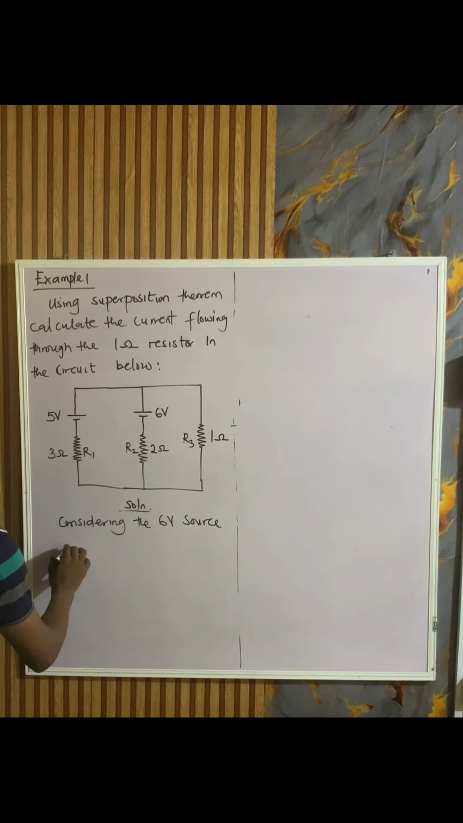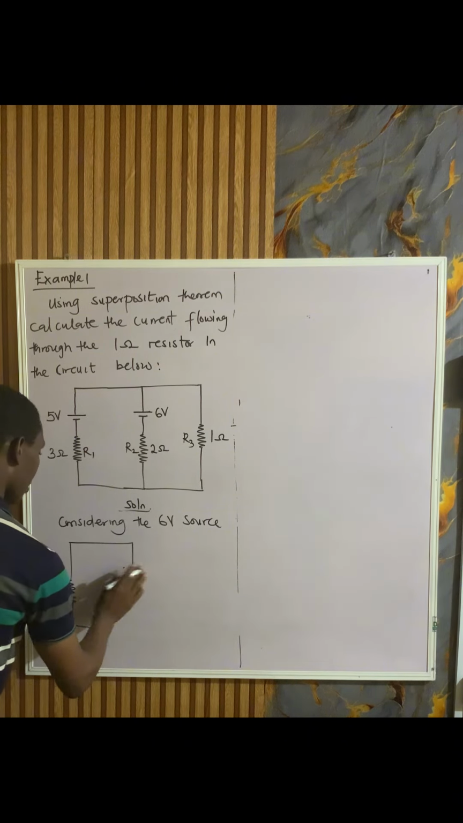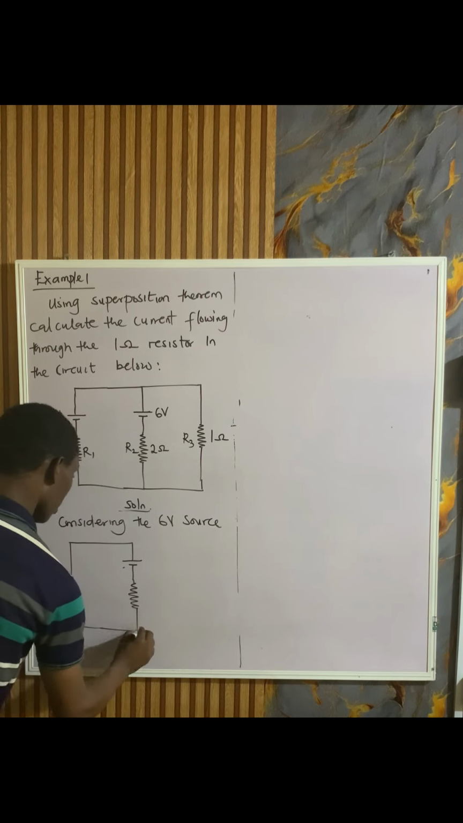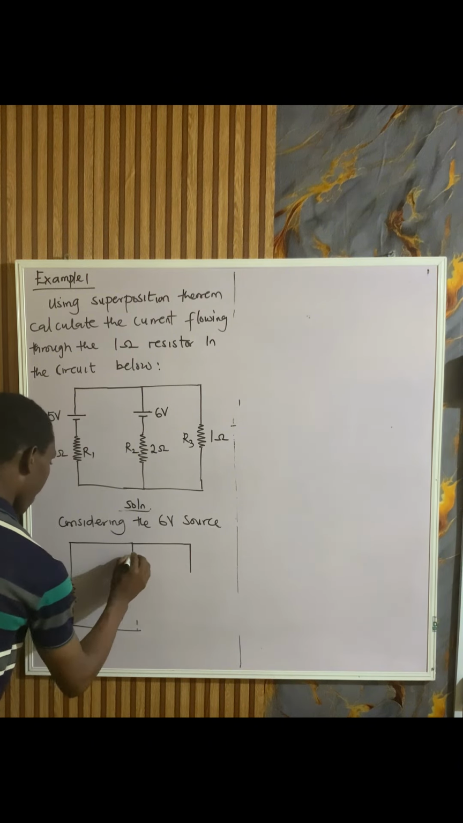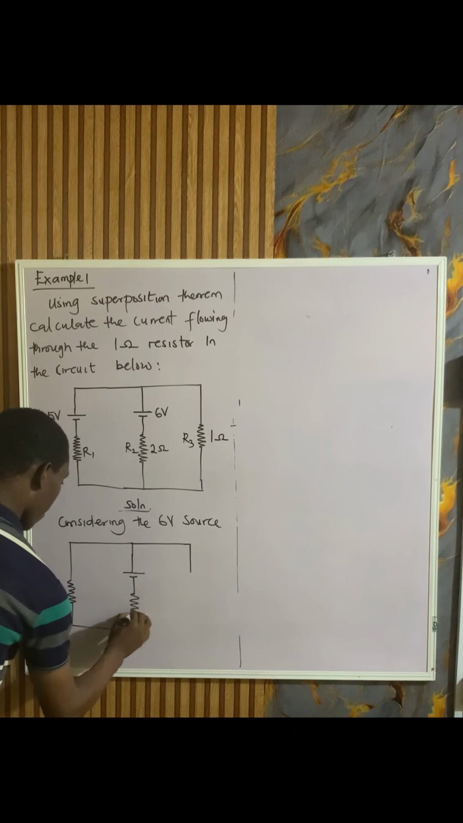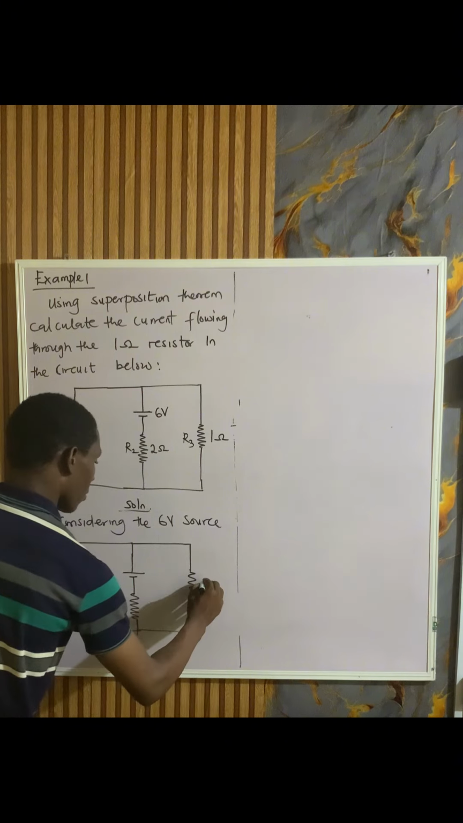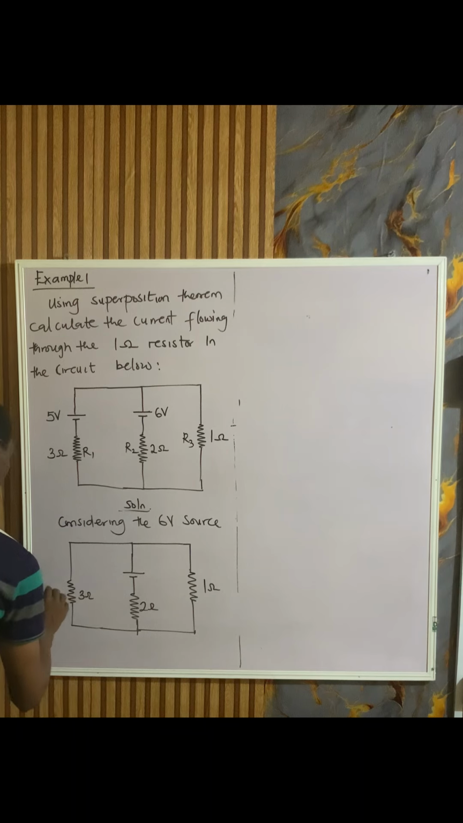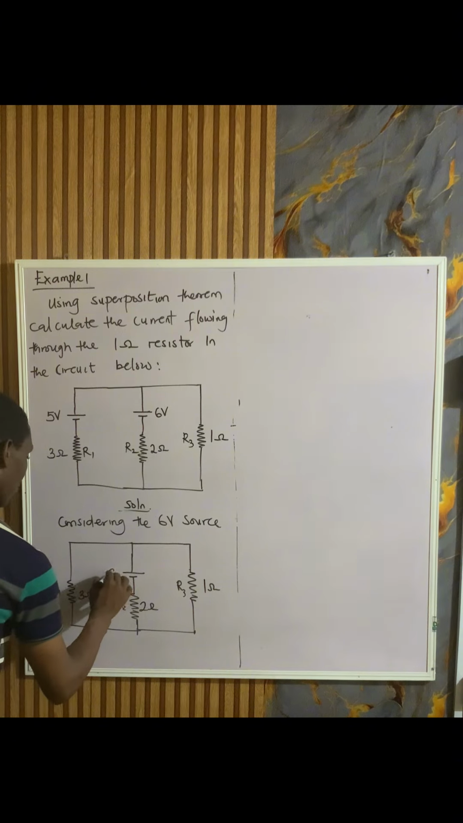Considering the 6 voltage source, I will short circuit this 5 voltage source. So we are left with just the resistor there, and since we are considering the 6 voltage source, it will not be there now, with the 2 ohms in that part, and then lastly the 1 ohm resistor. So the 1 ohm resistor, the 2 ohm resistor, and the 3 ohm resistor, R1, R2, R3, and this is the 6 voltage source.